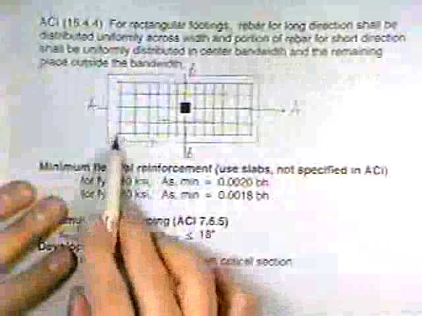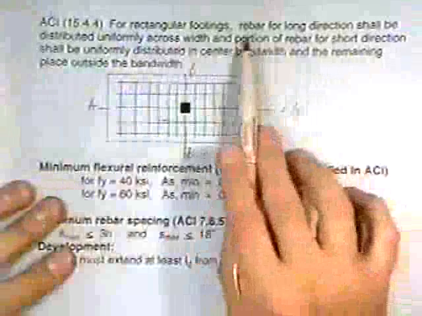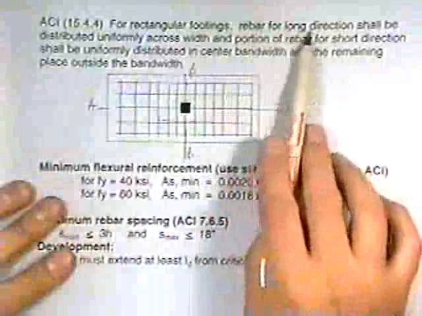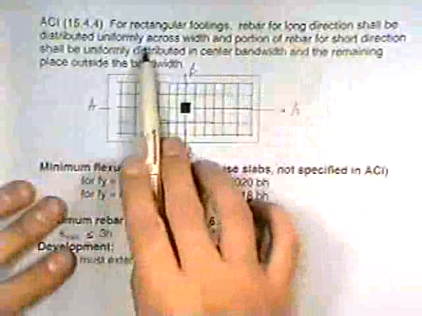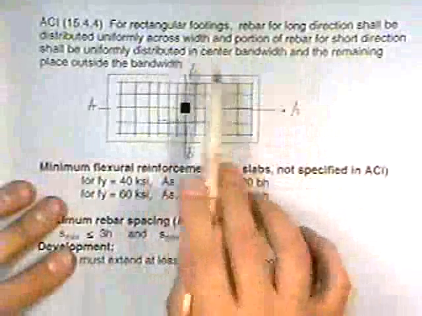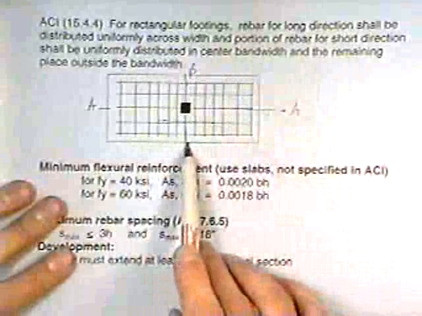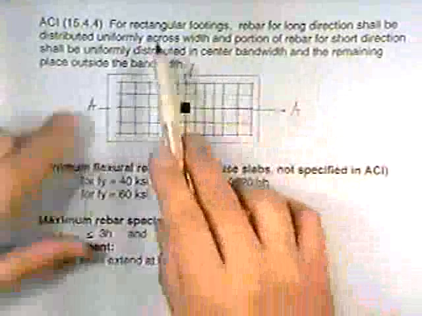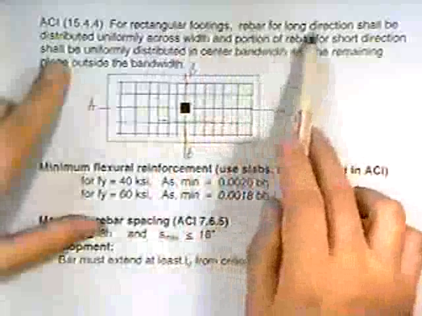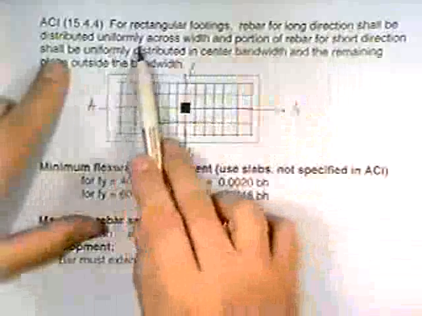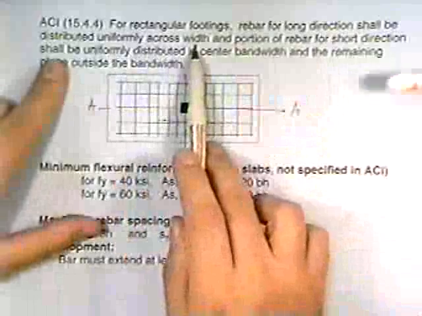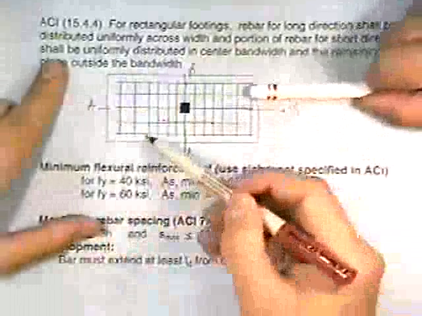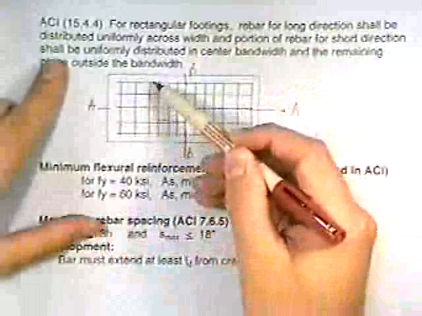Okay, the uniform spacing in this problem, let's read it. For rectangular columns, rebar for the long direction shall be distributed uniformly across the width. That's what you did here. So that's uniform, 1, 2, 3, 4, 5.